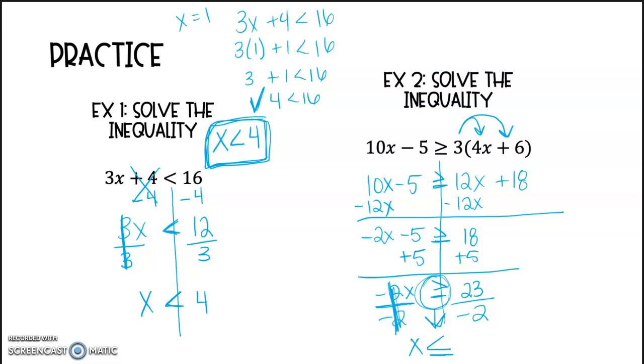And then 23 divided by negative 2, I'm just going to leave that as an improper fraction. Negative 23 divided by 2. So this would be our final answer. X is less than or equal to negative 23 over 2.